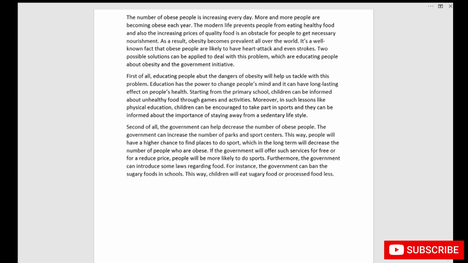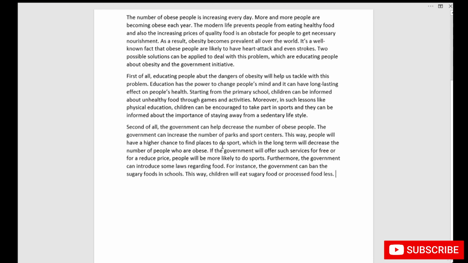As you can see, what I did is I make a preposition. So I say the government can create sports centers and parks. And then I talk about how this can help people. So I say so that people can have more spaces, more areas to do sport. And then I talk about how this can have an effect. So I say the number of obese people will decrease.